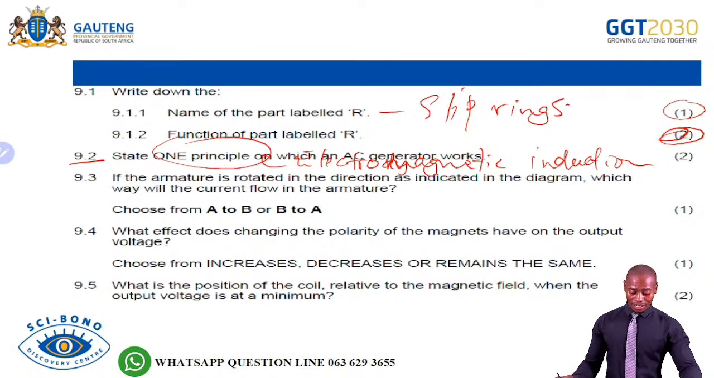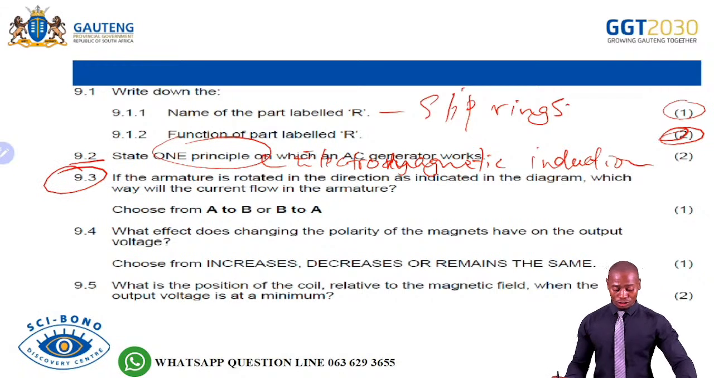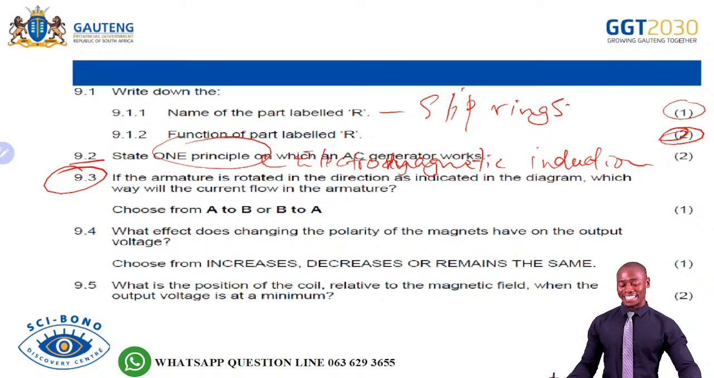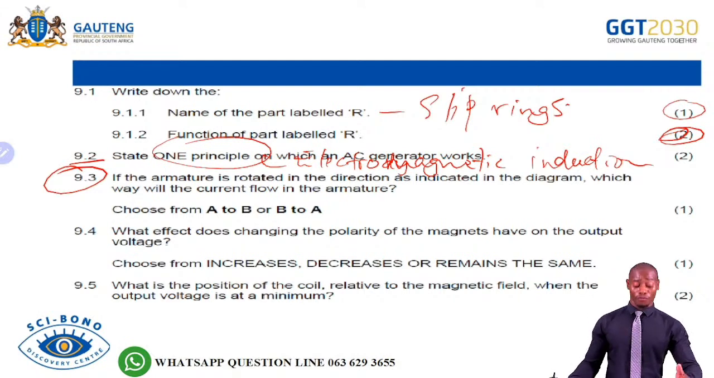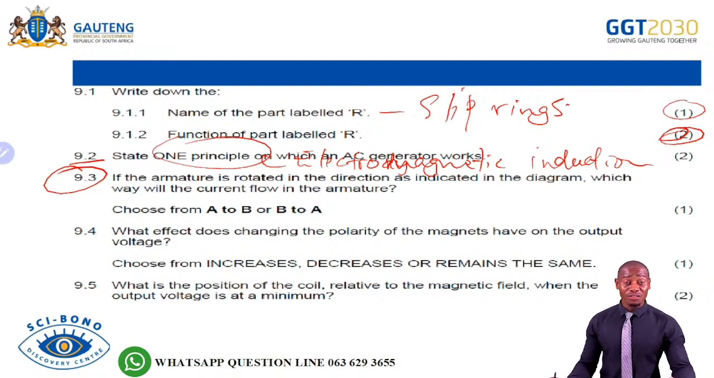Then, if the armature, which is your 9.3 now, is rotated in the direction as indicated in the diagram, which way will the current flow in the armature? If the armature, which is the coil, another name for the coil is the armature, is rotated in the direction as indicated in the diagram, which way will the current flow in the armature? Is it from A to B or from B to A? And you have to choose between A to B or from B to A.